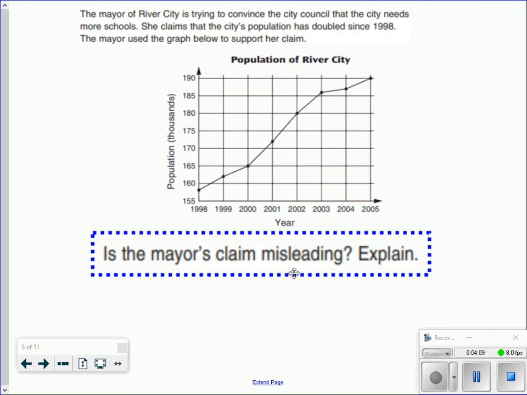This doesn't really show a double. I think it's kind of misleading. It did grow a lot, that's true. But I would have to have this chart over 300,000 for me to show that it doubled because that'd be times 2, right? If you have 100,000 people, if it doubled, you'd have 200,000 people. So I would say this is misleading. It does show a huge increase though, that is for sure.